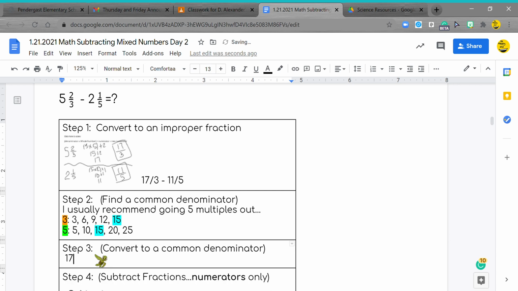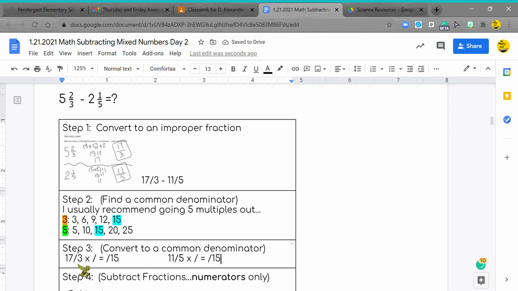I have 17/3. I'm going to multiply some fraction, which equals some number over 15. And because I like to not waste time, I'm going to quick set up the other one. I have 11/5 times some fraction equals some number over 15.